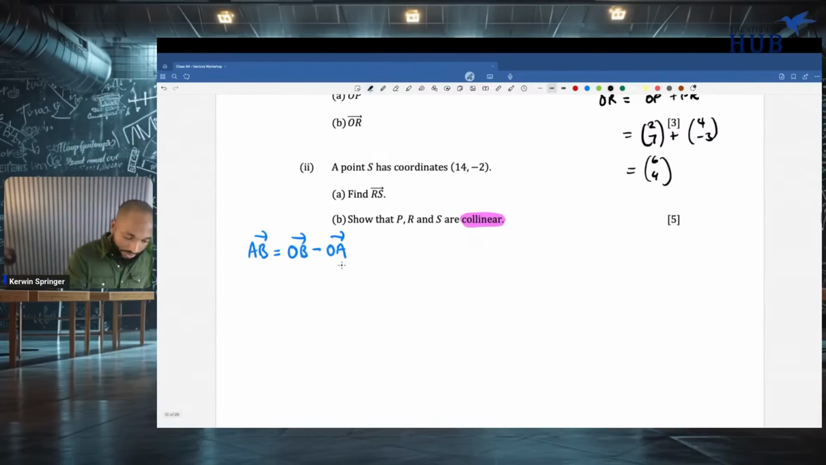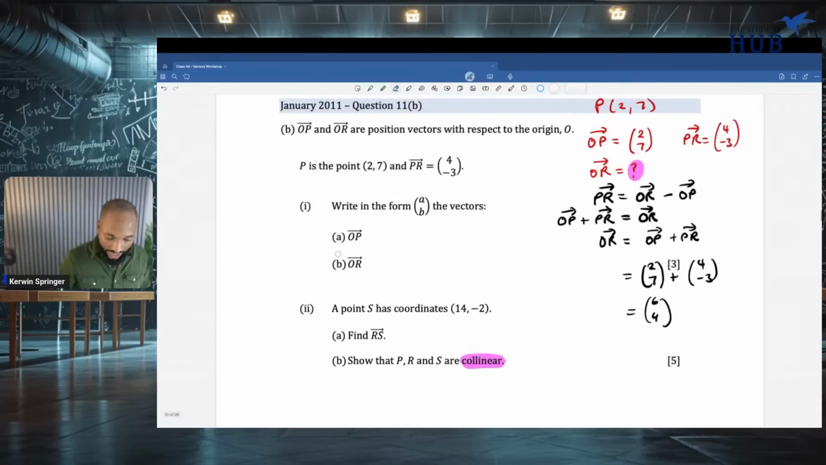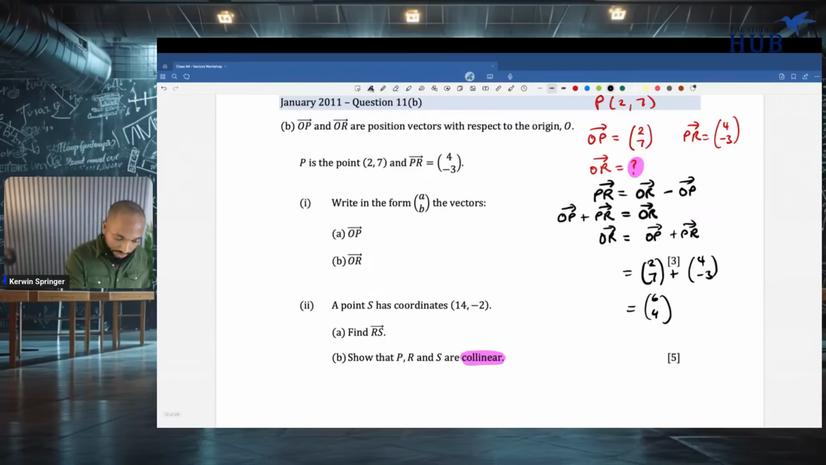Now, there's this point S, and this is continuing, that has the coordinates 14, -2. Find RS. Now, listen to me. Lock back in. Anytime they give you a point and its coordinates, in vectors, what have they also given you? They have also given you the position vector for that letter. S is 14, -2.